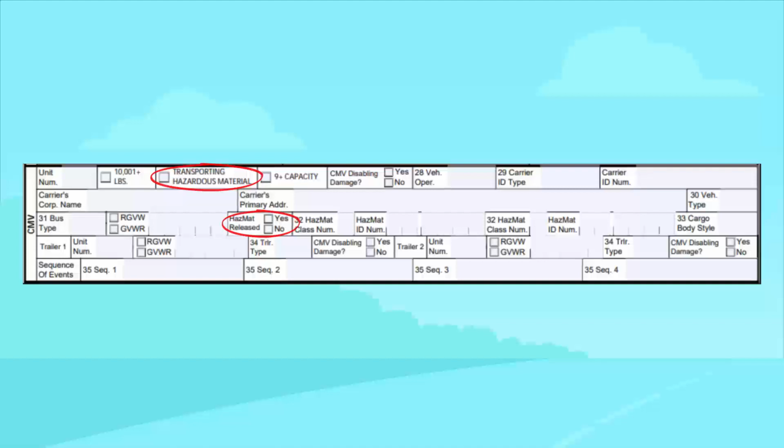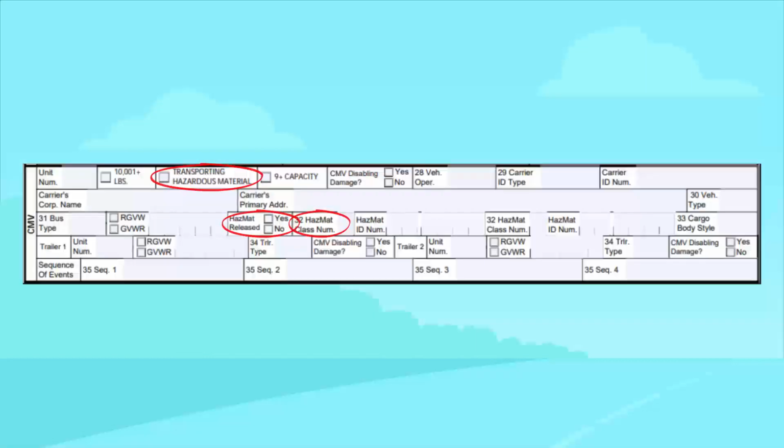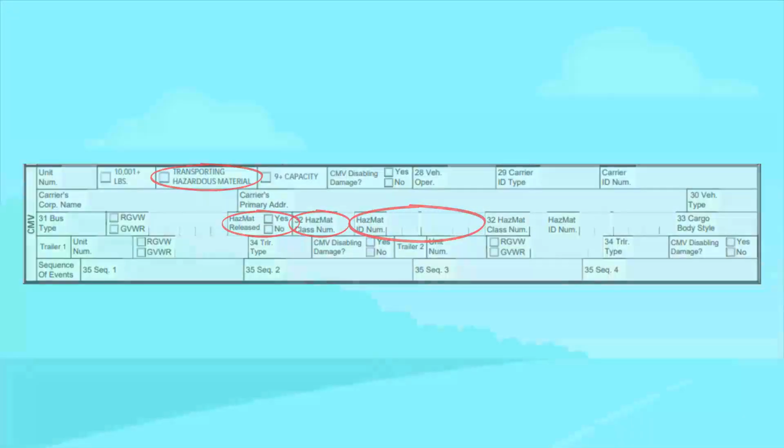If the Transporting Hazardous Material indicator is selected, the Hazmat Class Number field must be completed. Use the values listed in the CR-3 code sheet to identify the class of hazardous material being transported. Leave this field blank if the indicator is not selected. If the indicator is selected, the Hazmat ID Number field must be completed. This field captures the hazardous material ID number to identify the hazardous material being transported. Leave this field blank if the indicator is not selected.